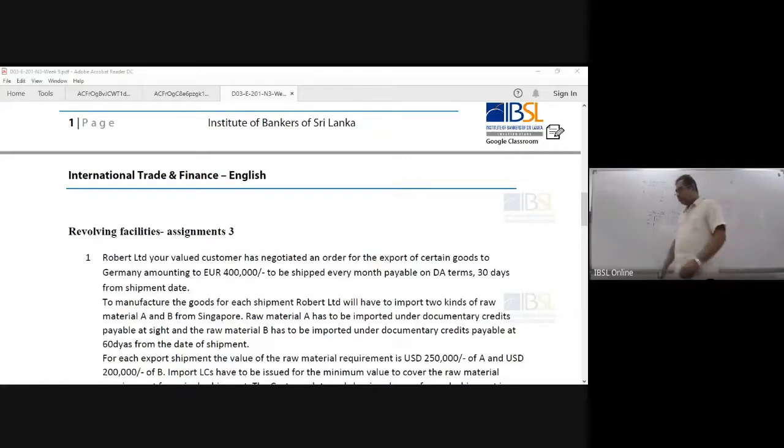However, bank will purchase export bills four months after the date of receipt of documents.